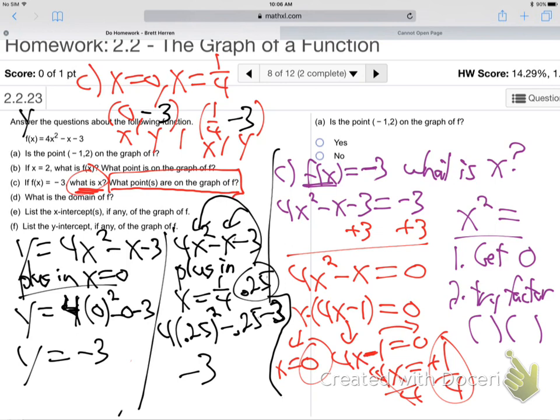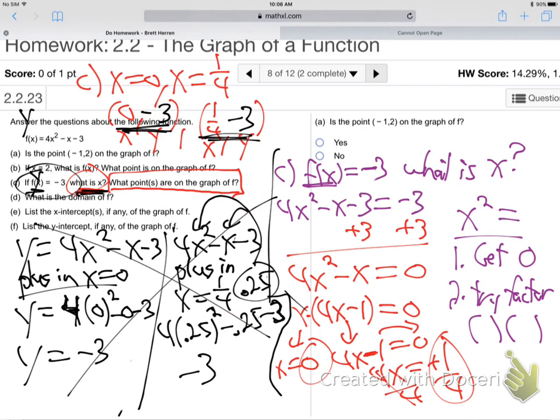Why was that dumb? Because they already told me y was negative 3. Why did I do all that work? Don't do that. They told me. That's the whole thing we started with. They said f of x, which is y, is negative 3. So find the x's. We found the x's, and I said, I wonder what y goes with those. Well, that was dumb. We already knew. We started by saying y is negative 3. Of course y came out negative 3 for both. Don't do that. Sorry, that was dumb. We don't need to do all that.